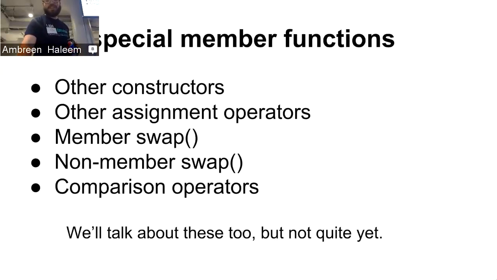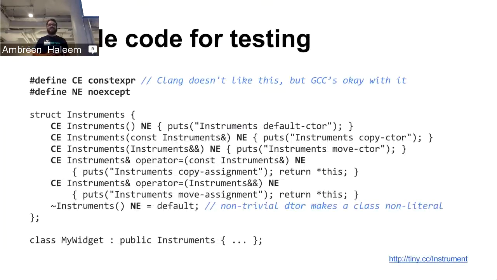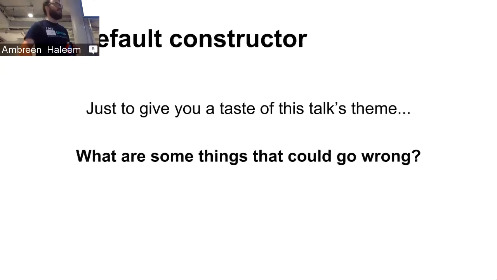So yeah, we'll talk about these, but not quite yet. Okay. Sample code for testing. Here I put up, this is in Wandbox at that tiny CC link. This is just something where if I say something that you don't believe and you want to go test it for yourself, here's a base class that you can inherit from that will instrument the various methods and let you know what's getting called when. I will not usually refer to this again. I think there's like 2 places where I refer to this. We'll just move along.